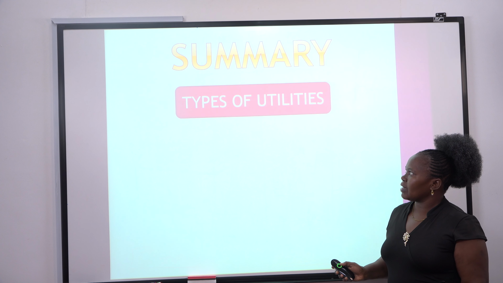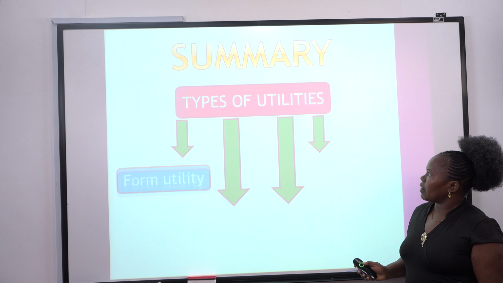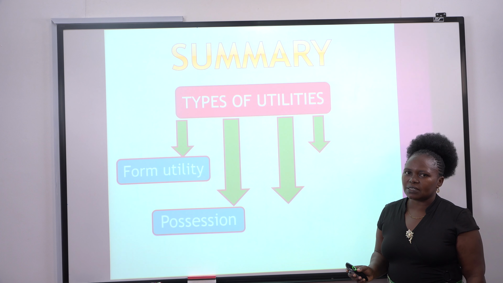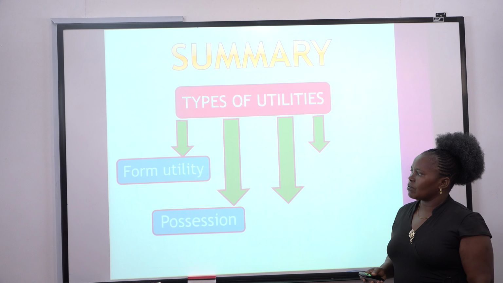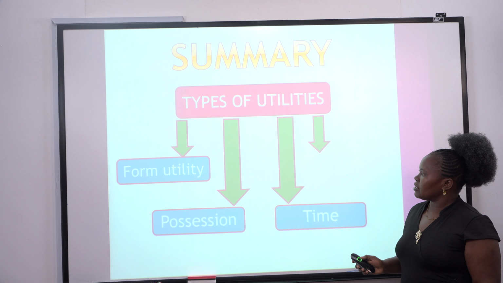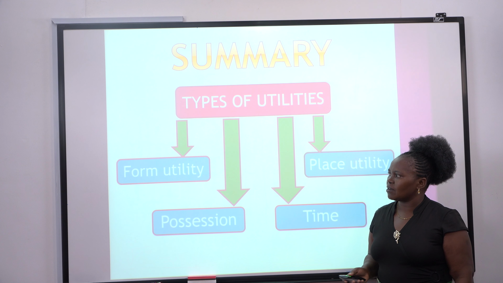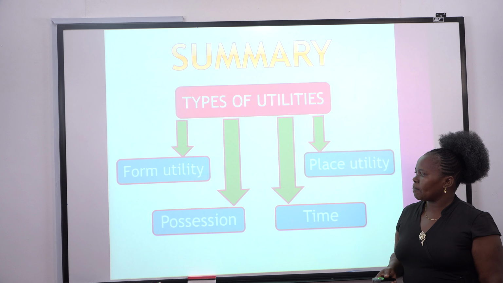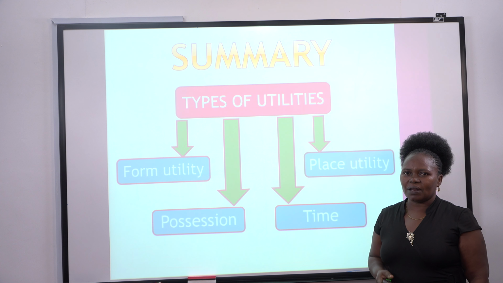In summary, let's look at what we have learned today. We have defined the term production as a creation of utilities of goods and services, and we have also discussed the 4 types of utilities, which are form utility, possession utility, time utility, and place utility.